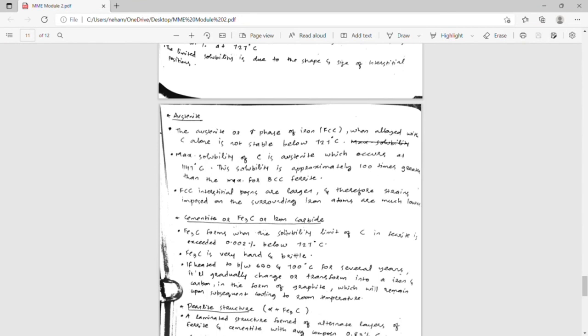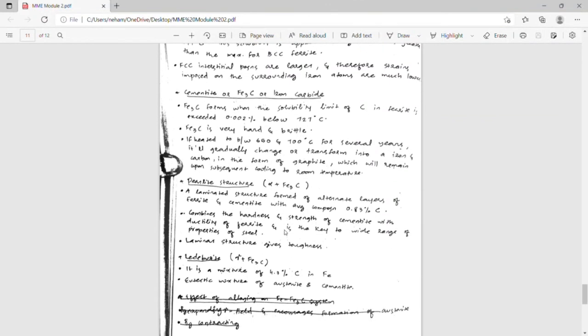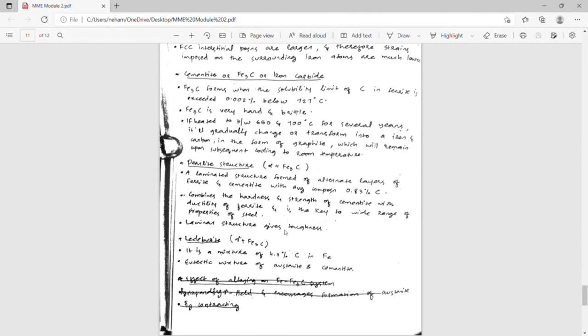Next is austenite. Austenite when alloyed with carbon is not stable below 727 degrees Celsius. Maximum solubility of carbon in austenite occurs at 1147 degrees Celsius. The solubility is approximately 100 times greater than the maximum for BCC ferrite. FCC interstitial positions are larger and therefore strains imposed on the surrounding iron atoms are much lower.